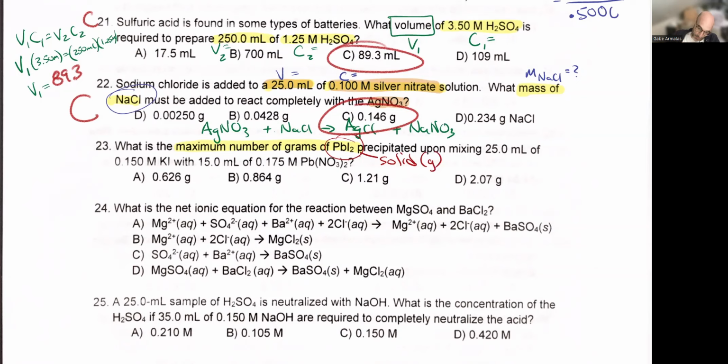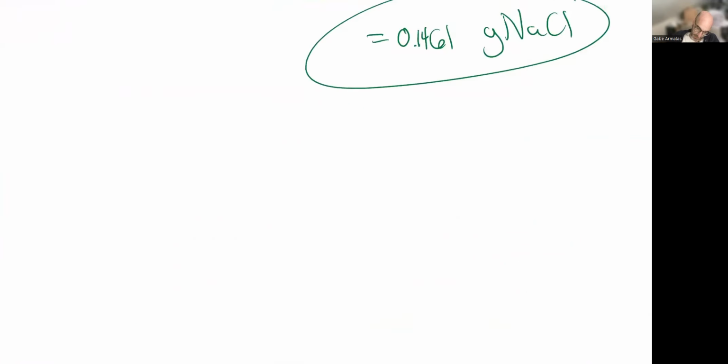Upon mixing, we have two different solutions here. We have 25 mils of 0.15 KI, and we also have 15 mils of the lead nitrate. So this is a limiting reagent problem. I'll work through and solve this because it's definitely worth doing. So in this case, I have a solution, and I'm going to do this below as well. So we need potassium iodide and lead nitrate. Let's create a new setup here.